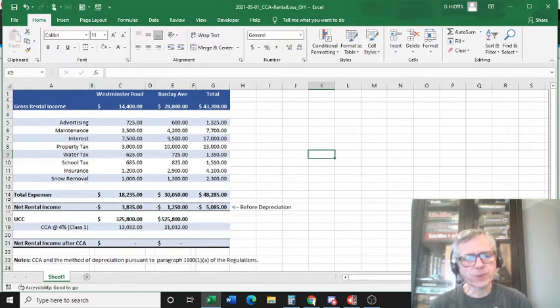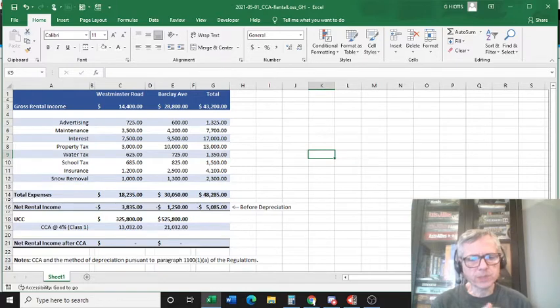Right, so first point, what is capital cost allowance and what is UCC? CCA is capital cost allowance and UCC is the undepreciated capital cost. The common word that describes CCA in ordinary language is depreciation. Now, there is a difference between how accountants depreciate assets and how we are supposed to depreciate assets as per the Income Tax Act of Canada.